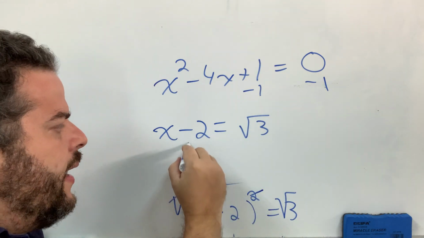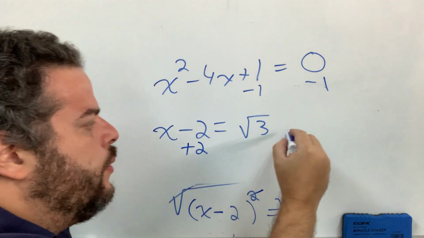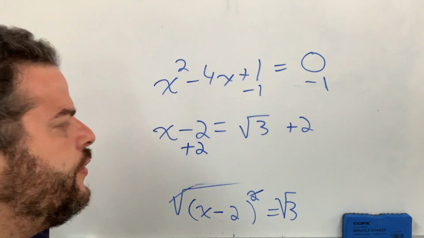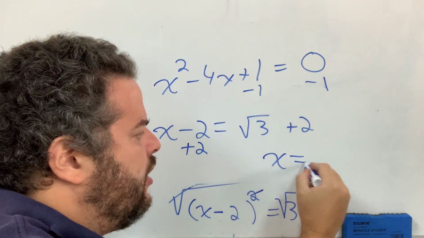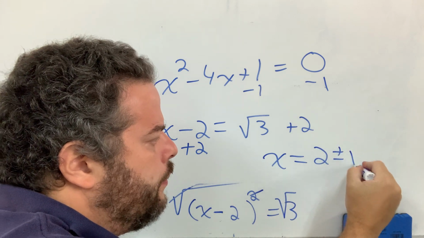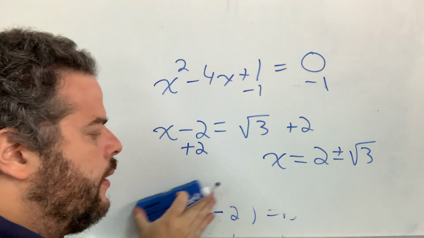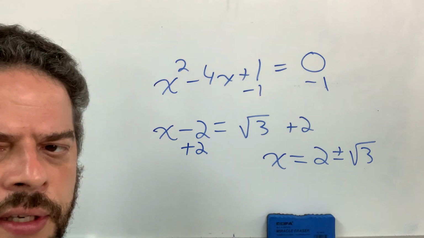Again, you want to isolate your x. I'm going to add 2 on one side, add 2 on the other side, and you're left with x equals 2. I'm just going to reorder it, plus minus square root of 3. And you're done. You just completed the square.